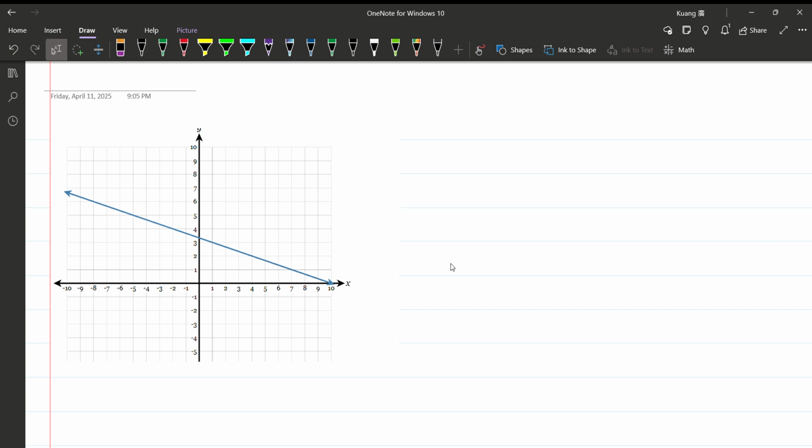Hi, this video will teach you almost everything about the slope and the equation. Okay, the first, how can we find the slope from a straight line, from this straight line? So slope is the steepness of a line.